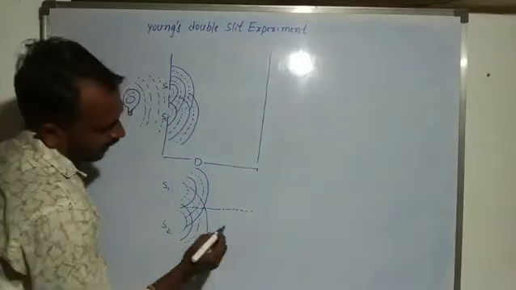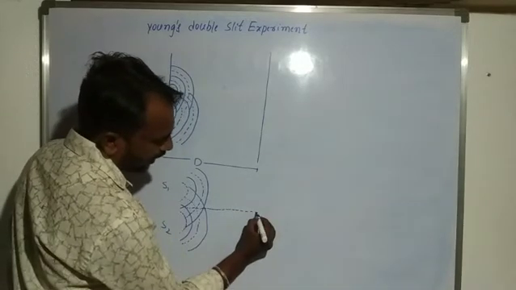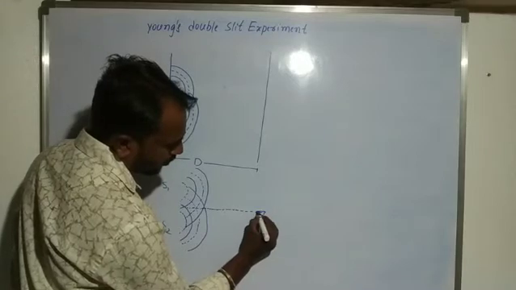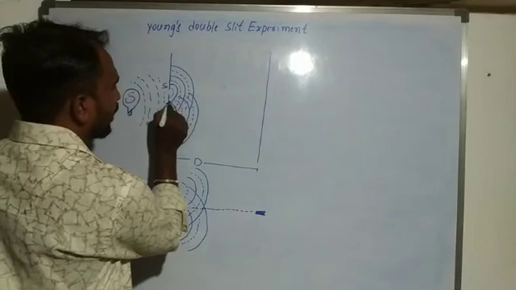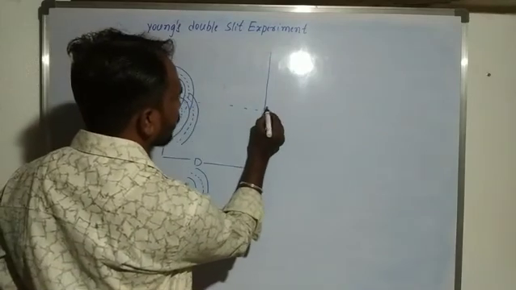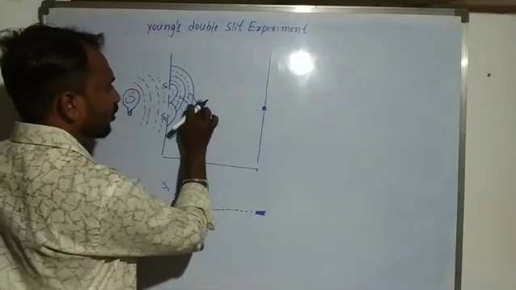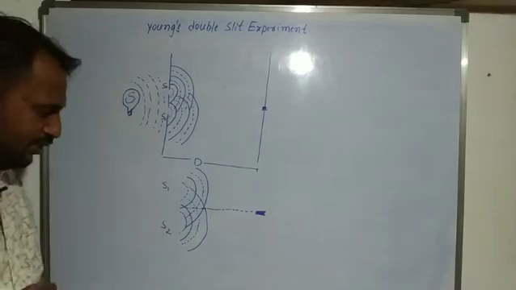Here, when a crest falls on a crest or a trough falls on a trough, we get a bright fringe on the screen. At the exact center we get one bright fringe. Why? Because here crest falls on crest and trough falls on trough, so we get one bright fringe.